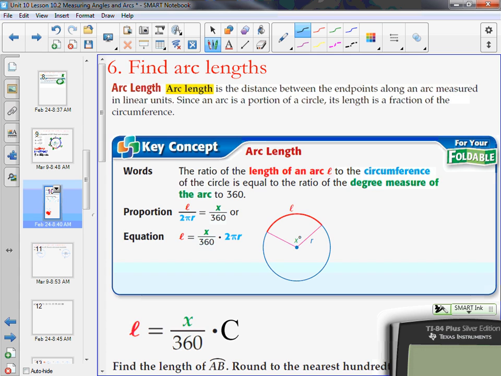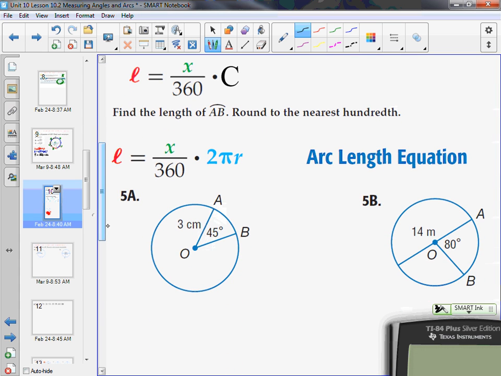Don't write the formula the book uses. I got a better one, and it's that. L stands for arc length. X stands for the measure in degrees, the measure of the arc. So that measure of the arc over 360, that's that fraction we were talking about, okay?